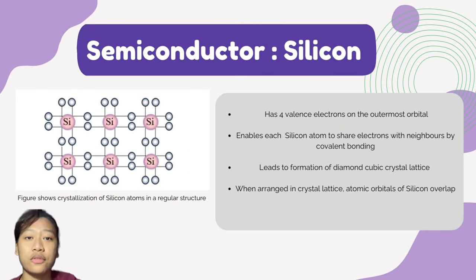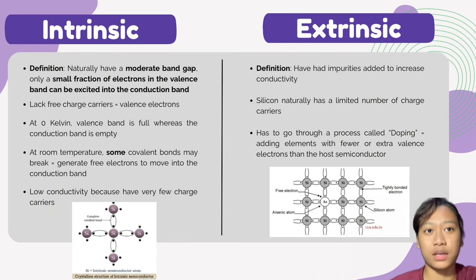The figure shows the formation of the diamond cubic crystal lattice of silicon atoms bonded by covalent bonding. This is possible because silicon has 4 valence electrons that allow each atom to share electrons with its neighbors. When arranged in a crystal lattice, the atomic orbitals of the silicon atoms will overlap and a band gap will form. There are two types of semiconductors, intrinsic and extrinsic.